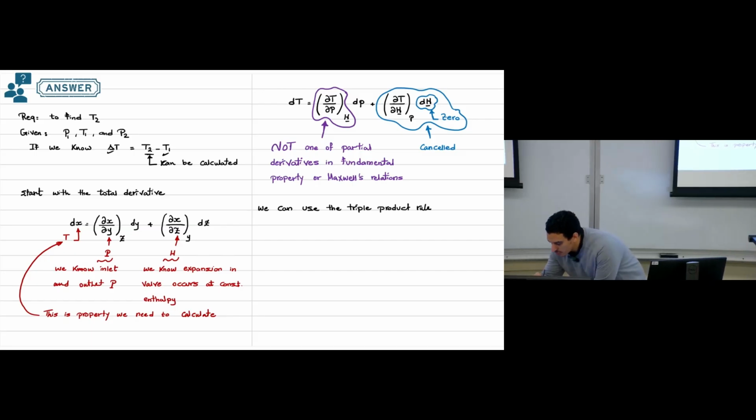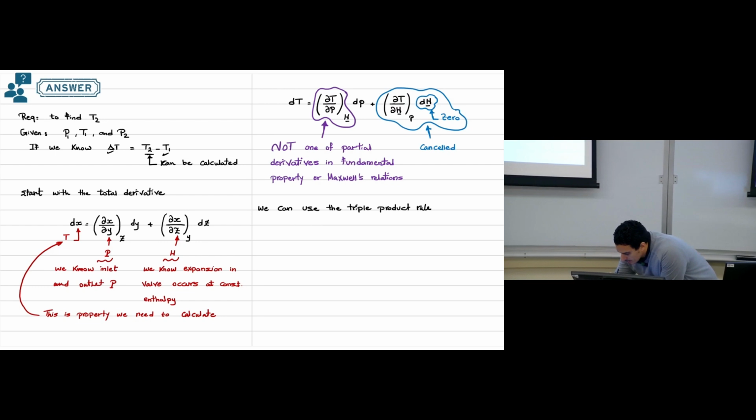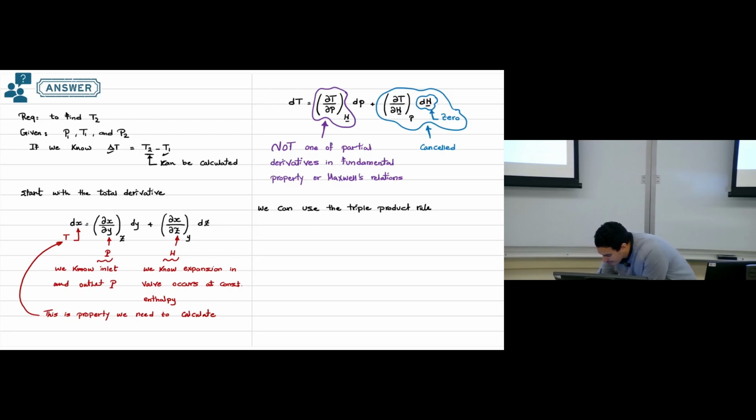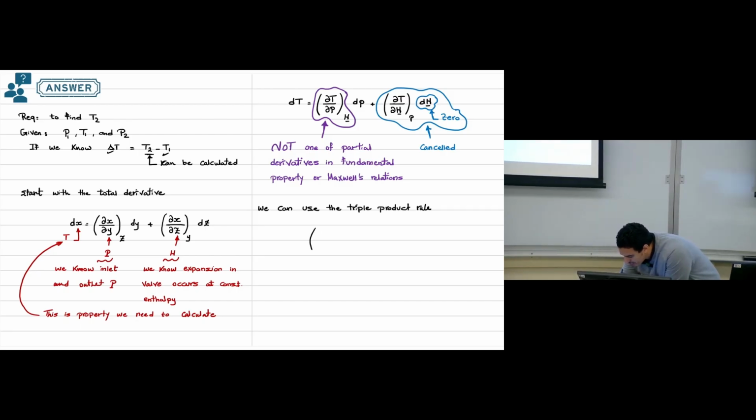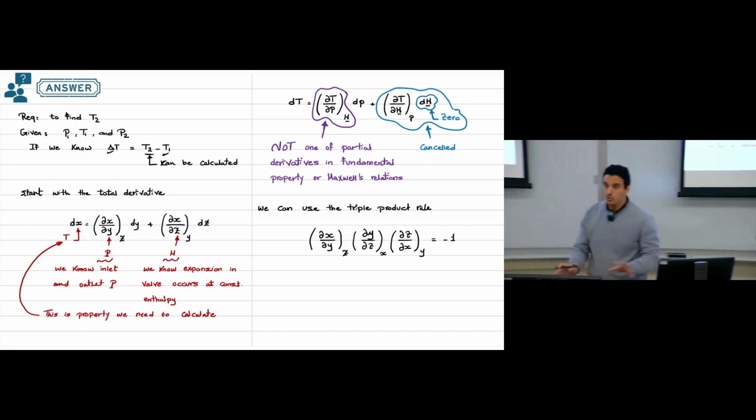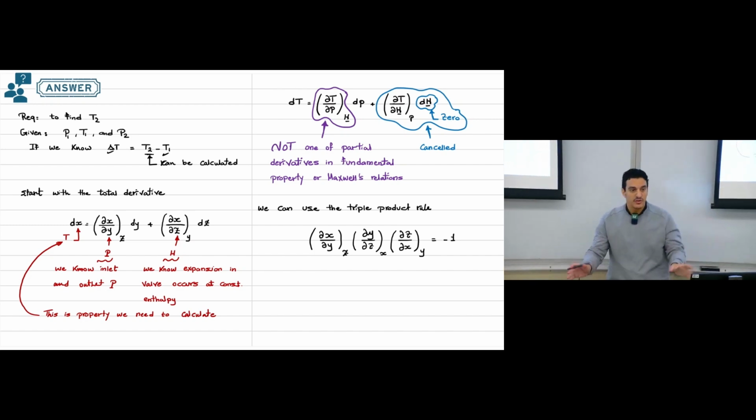And the triple product rule will say, let's put the general one first. The triple product rule says we have dx by dy at constant z, times dy by dz at constant x, times dz by dx at constant y. This is equivalent to -1. No new variables will be defined. The same three variables we will use.